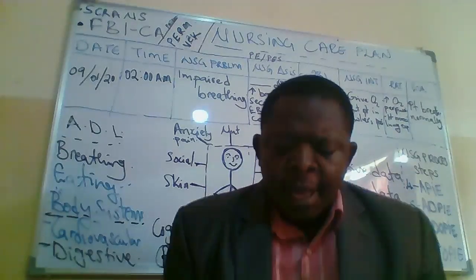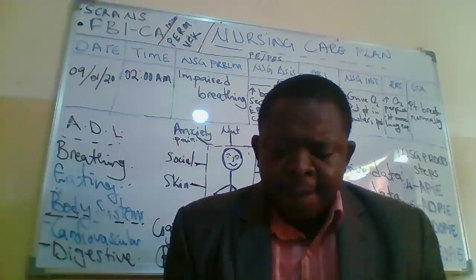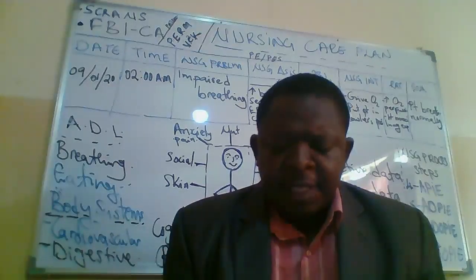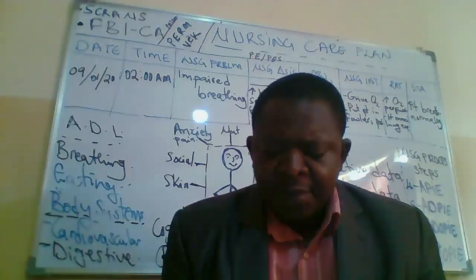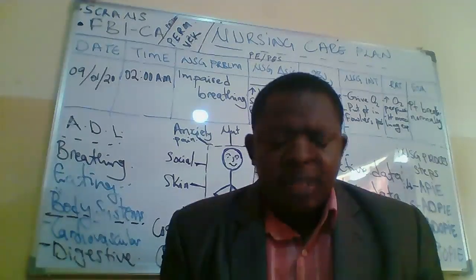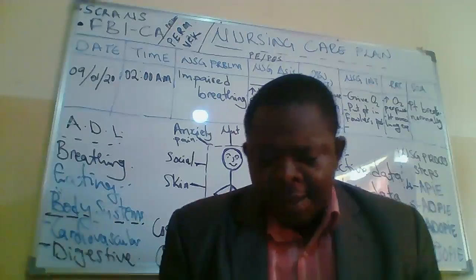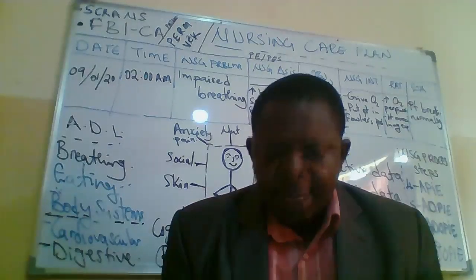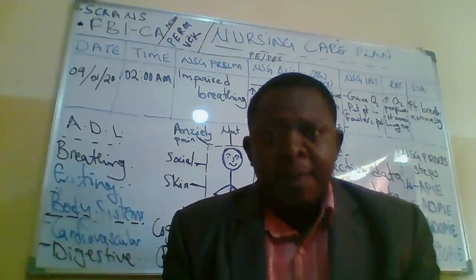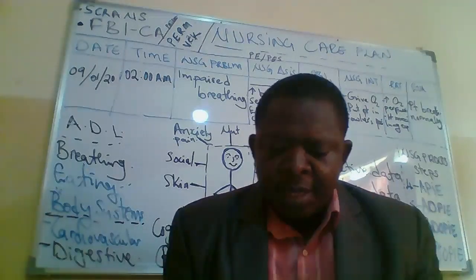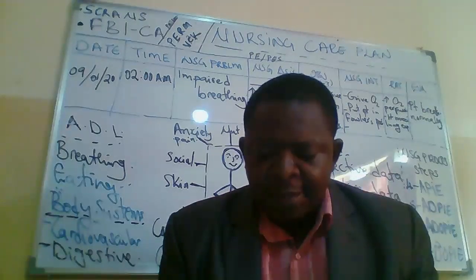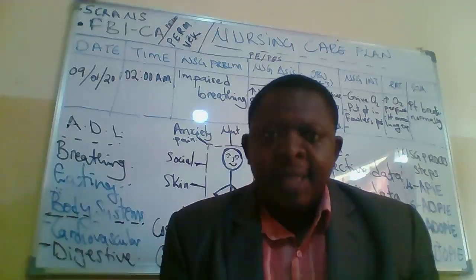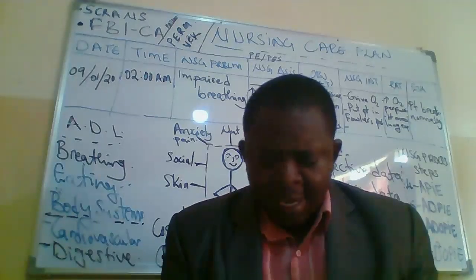So under the pattern of exchanging, we have risk of imbalanced nutrition, risk for infection, risk for imbalanced body temperature, and ineffective thermoregulation. That is to do with exchange. If we look at communication, impaired verbal communication is a problem that you can have. And to do with relating, we can have social isolation, impaired social interaction, risk for loneliness, ineffective role performance, or impaired parenting. Those can be some of the problems that come under relating.